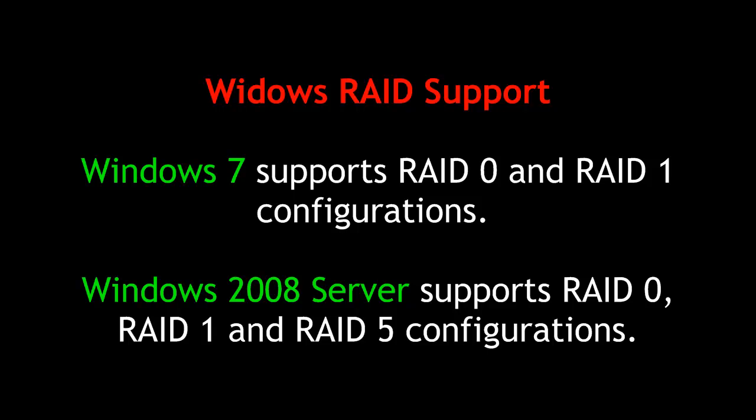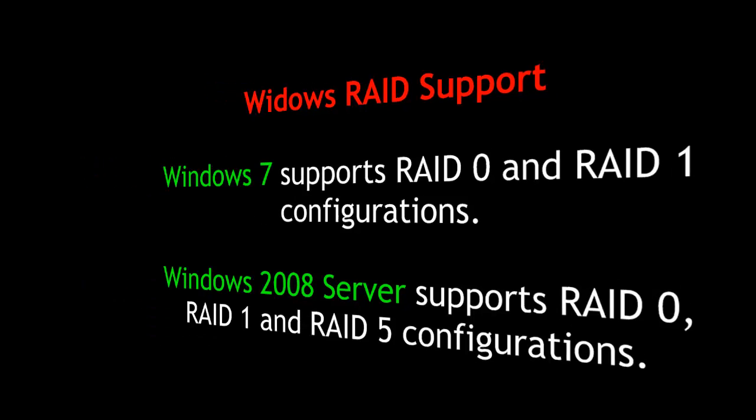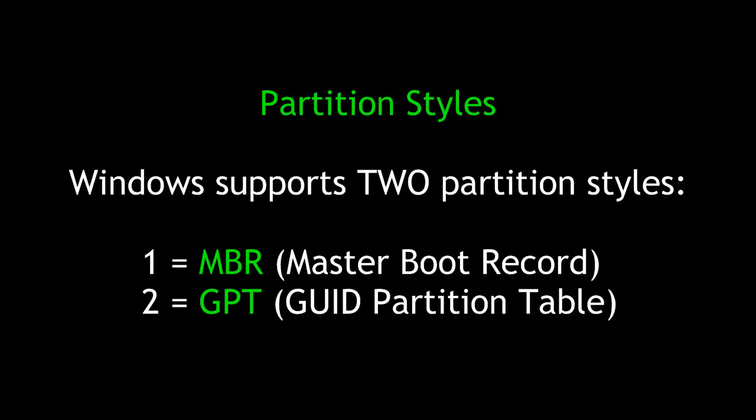Modern Windows operating systems support software RAID. Windows 7 supports RAID 0 and RAID 1 configurations, and Windows 2008 server products support RAID 0, RAID 1, and RAID 5 configurations. Windows also supports 2 partition styles, Master Boot Record or MBR, and Globally Unique Identifier Partition Table or GPT.